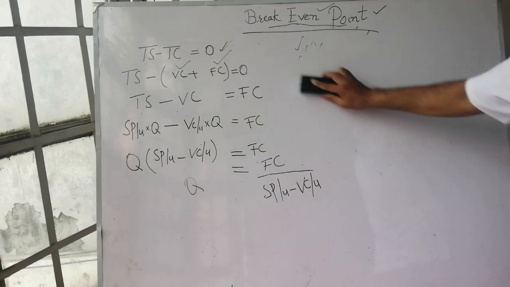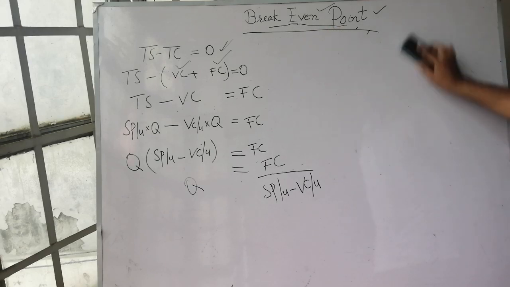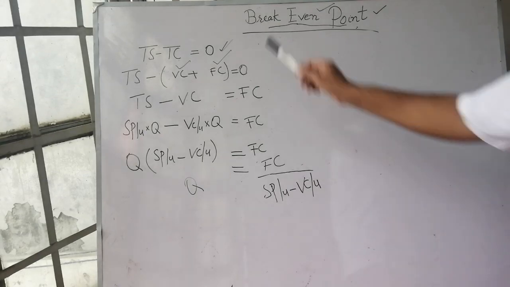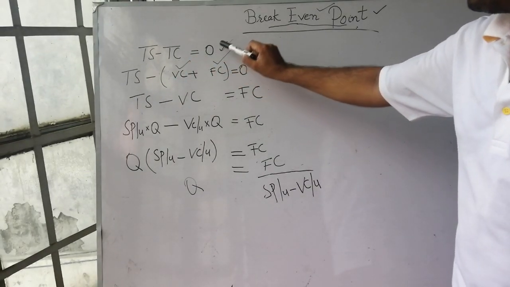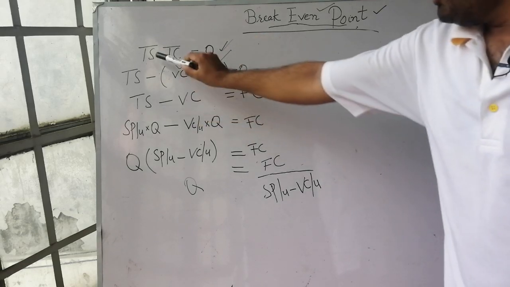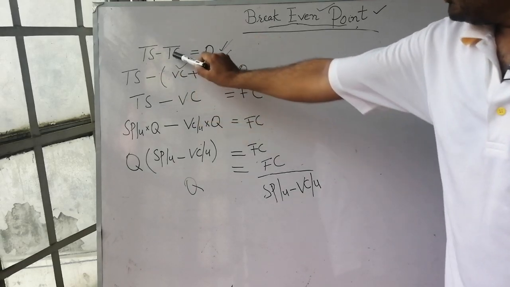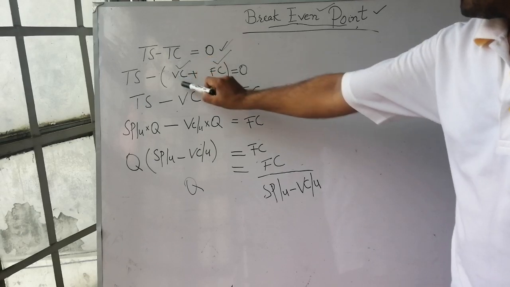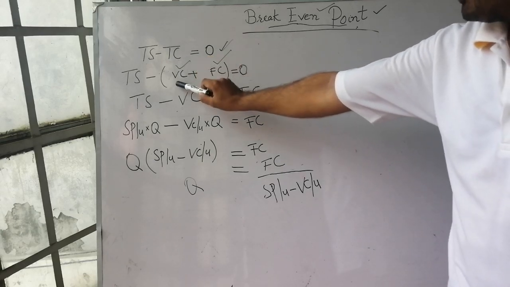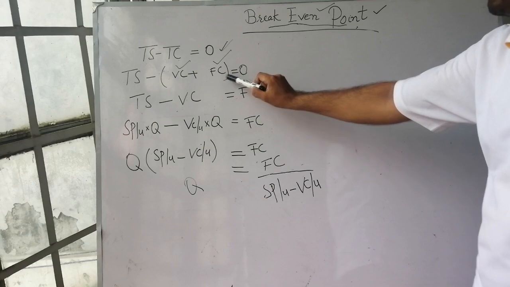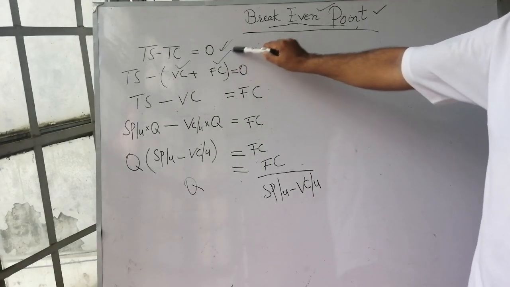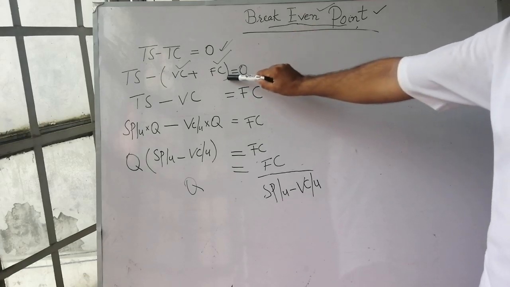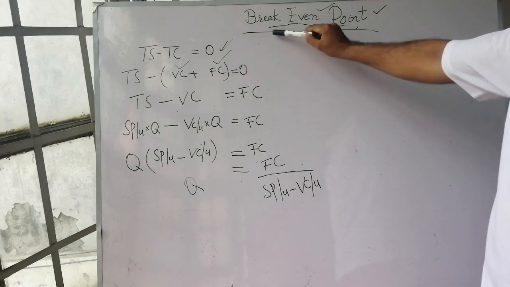So let's discuss the formula of the break-even point. As we have discussed, this is a point at which total sales minus total cost is equal to zero. So we start our journey from here. Total sales minus total cost. There are two costs in total cost: one is variable cost and the other is fixed cost. Fixed cost will remain fixed as you increase the number of units, like rent of the building, rent of godown, etc.